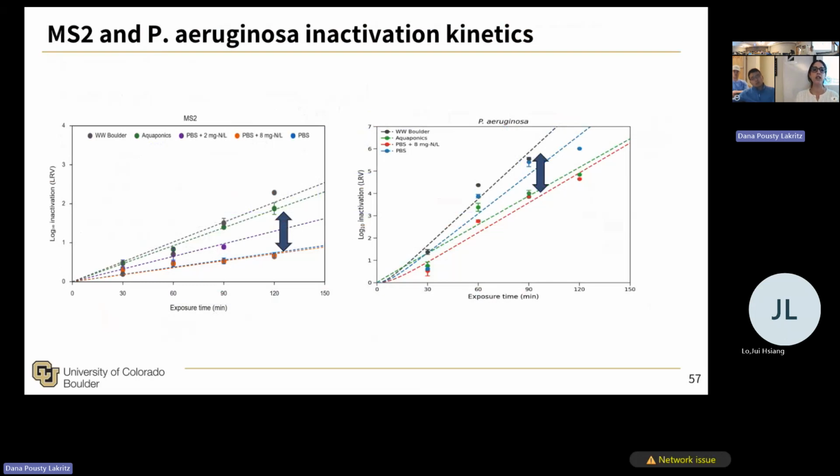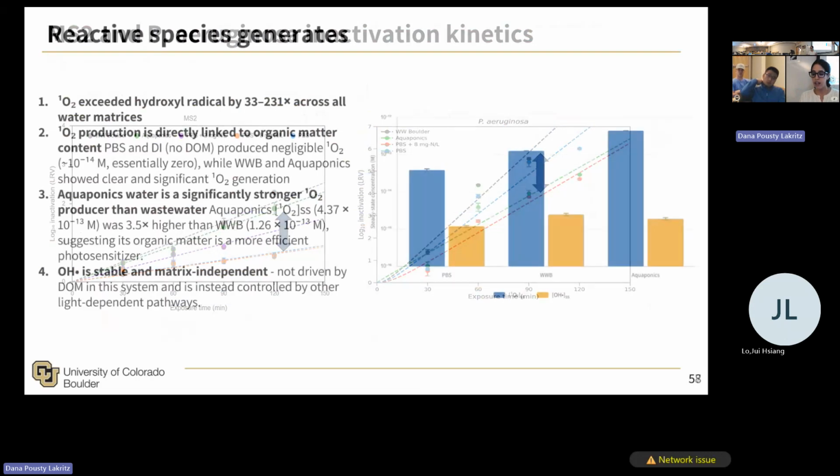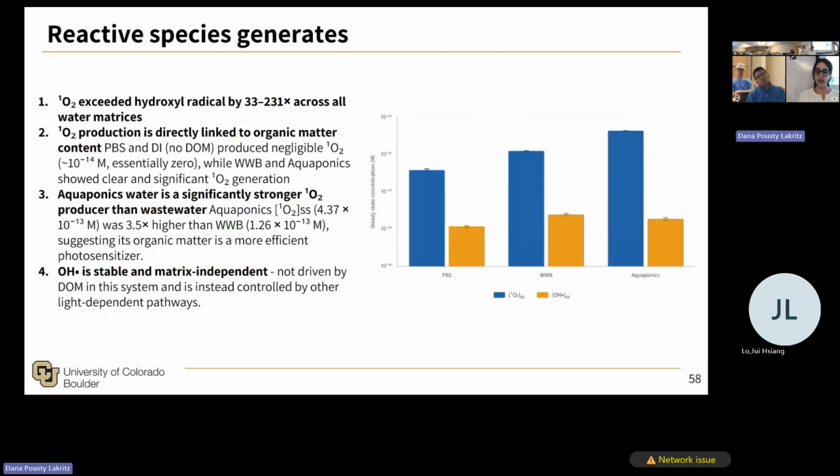Now we are using probes in this water that can tell us which kind of reactive species are generated in this water. This is a result that I just need to digest, because I got them last week. First of all, we tried the traditional one, the hydroxyl radical, which is the orange one. It's kind of stable between all those waters.